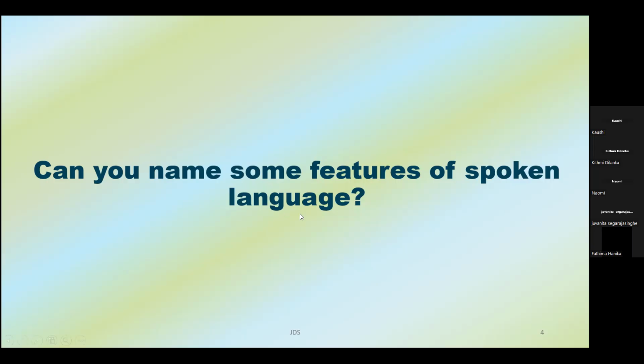That's correct. But now the question is, you have to find certain features that can be attributed only to the spoken language, not to the written language. When it comes to written English, we are also using vocabulary, grammar, and the reader and the writer need to understand each other. So it's common. What I'm asking is something specific to spoken language.